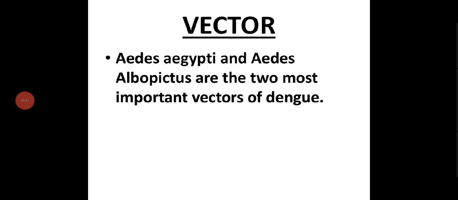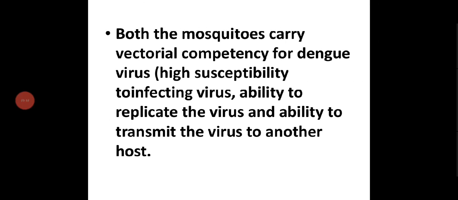Vector: Aedes aegypti and Aedes albopictus are the two most important vectors of dengue. This is the mosquito which transfers the virus. Both mosquitoes carry vectorial competency for dengue virus, that is high susceptibility to infecting virus, ability to replicate the virus, and the ability to transmit the virus to another host. Okay, it will get infected, the virus will replicate inside the mosquito body, then it will transmit the virus to another host.